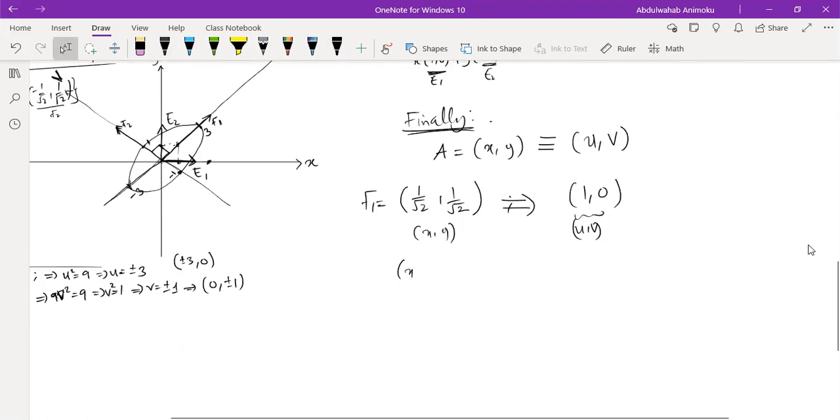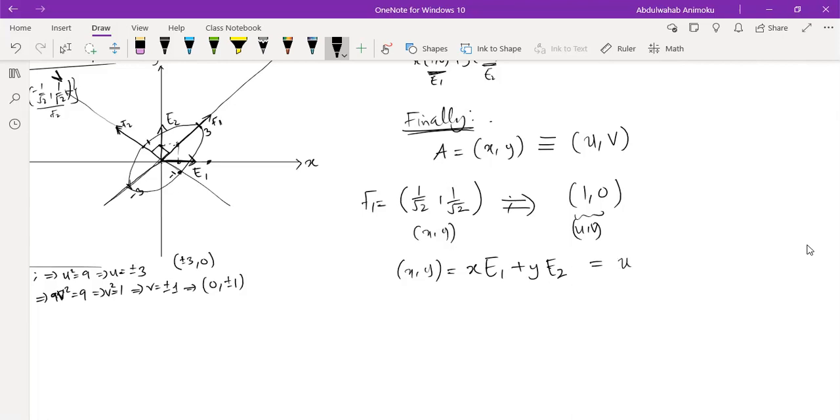Now, any vector in XY coordinates can be written as X times the vectors, the basis for XY coordinates, which is E1 and E2, as a linear combination of E1 and E2. The same way, any vector in UV coordinates can be written as U times F1, a linear combination of F1 and F2.